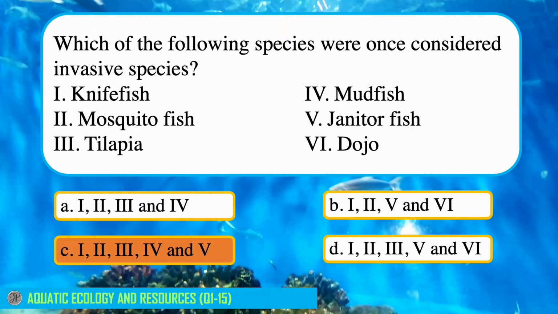Letter C is the answer for this question. 1, 2, 3, 4, and 5. Dojo fish is an introduced species in our country during the Japanese War or World War II, but it is not once considered as invasive species.